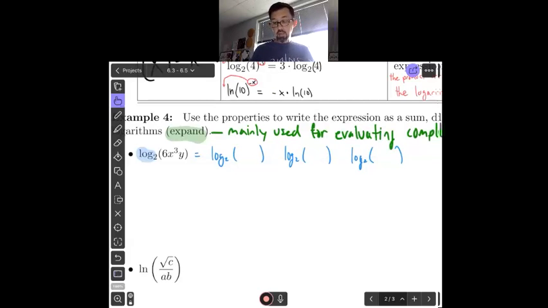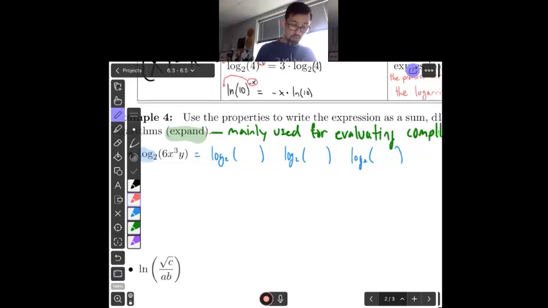That would be the next question, Maddie. The question you should be asking is, how did I know there was going to be 3 of them? I know there's going to be 3 of them because there are 3 things inside of the parentheses. There's a 6, there's an x, and there's a y. Each one of them is going to get their own log. So I have a log base 2 of 6, log base 2 of x cubed, and log base 2 of y. They each get their own log. Break them all apart.